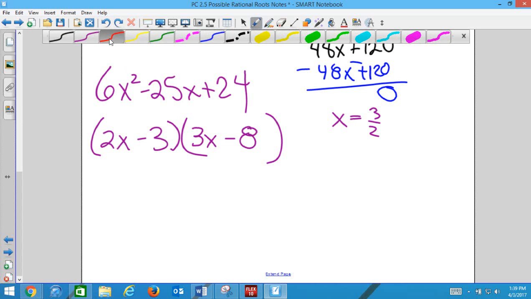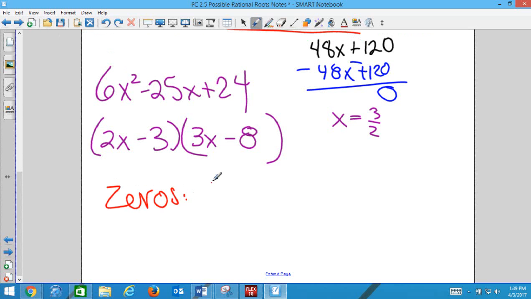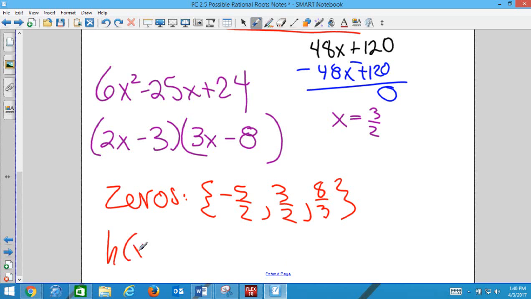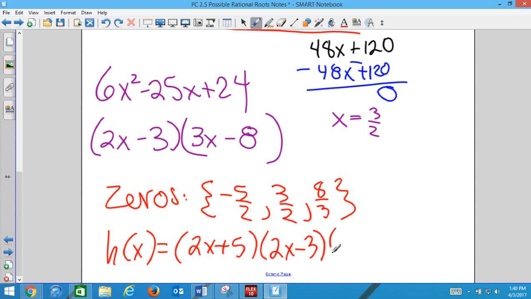So we have our zeros. What was the first one? Negative 5/2. I forgot. And then 3/2. And then what is this last one? 8/3. And then our factored form, this one was h of x equals 2x plus 5, and then those two: 2x minus 3, 3x minus 8.